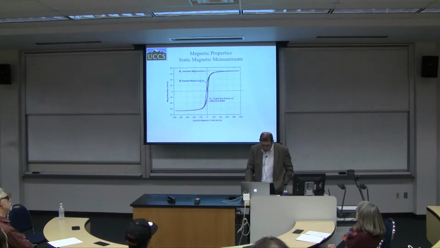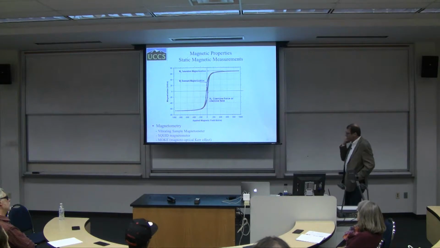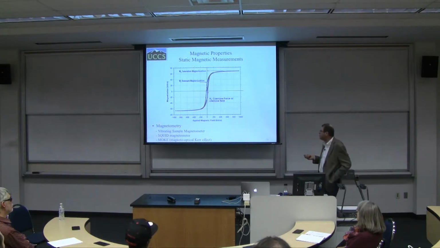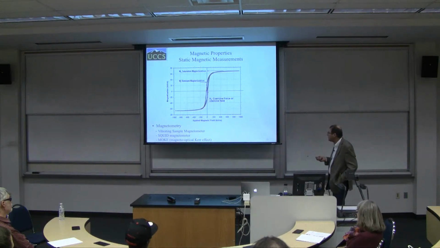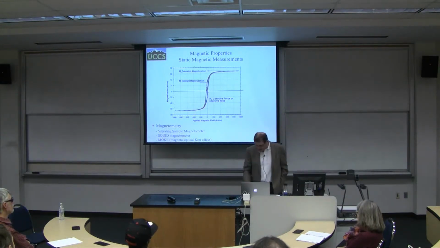So, magnetometry: we would like to know how we can measure this kind of behavior. There are a few different instruments which one can use in the lab. Actually, I have all 3 of them in my lab. We have a vibrating sample magnetometer, we have a SQUID magnetometer, and finally we have magneto-optical Kerr effect, which we use for the study of very thin layers.